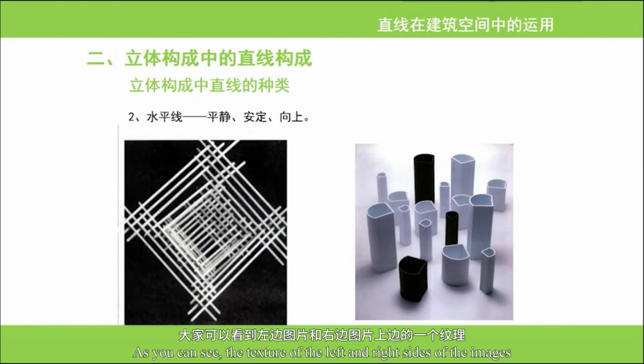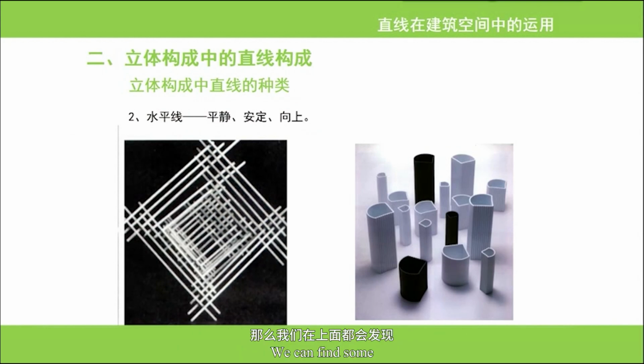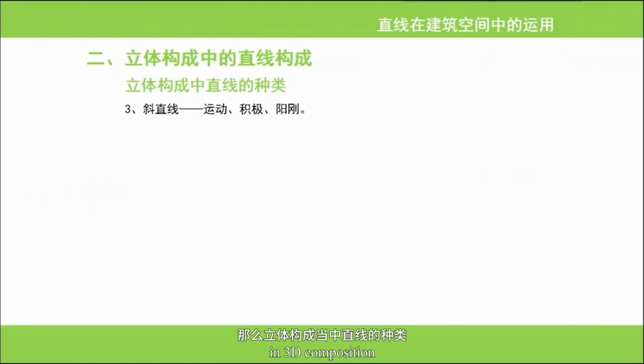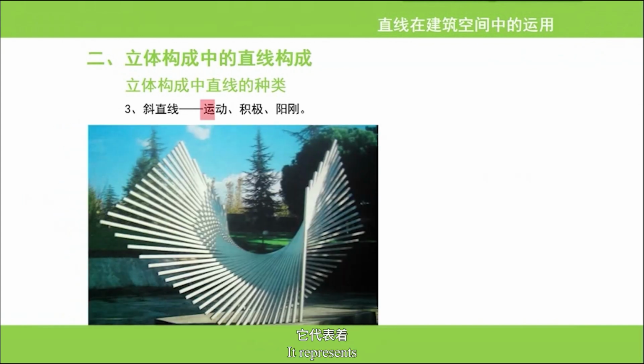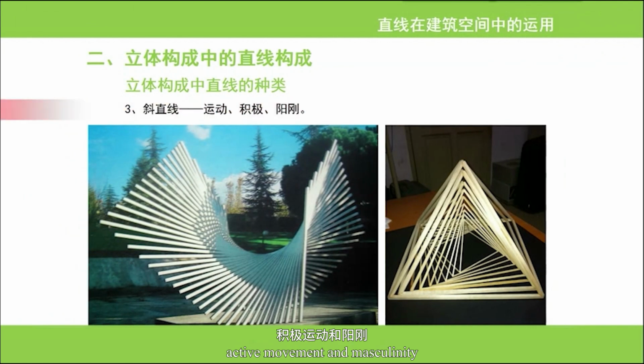As you can see, the texture of the left and right sides of the image, we can find some horizontal and parallel lines on them. Such works make us uplifting, calm, and at ease. The third type in 3D composition is the oblique line. It represents active movement and masculinity. We can feel it through the following works. The work on the left is an outdoor sculpture, giving us a very active feeling.